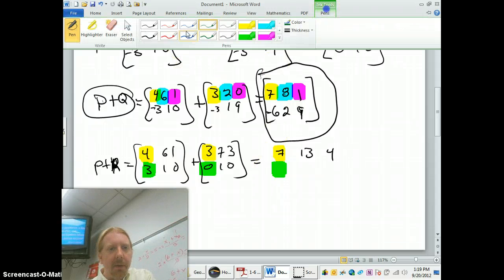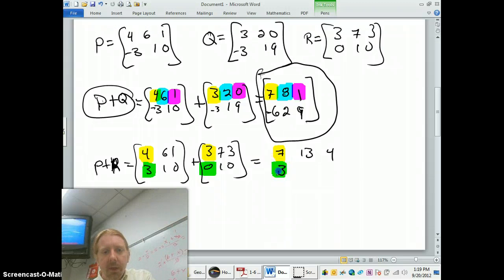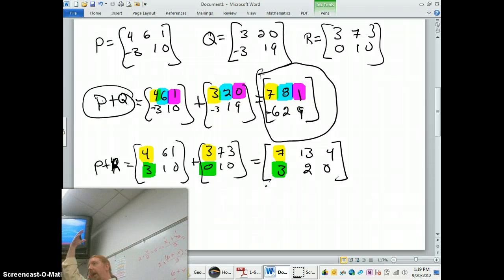I want to stay with the black pen. There we go. So 3, 2, 0. That would be the result of taking matrix P, that table of values, adding matrix R, that table of values, to create a new one. Yes, that's a negative. It didn't carry through.